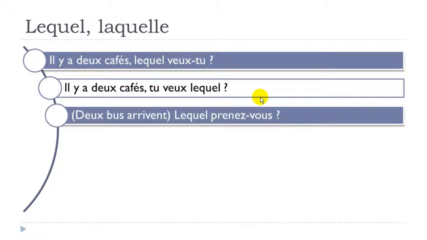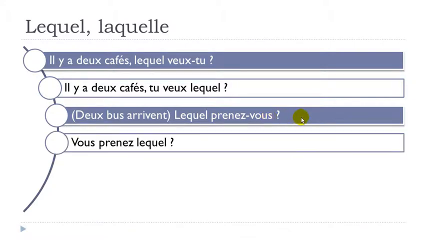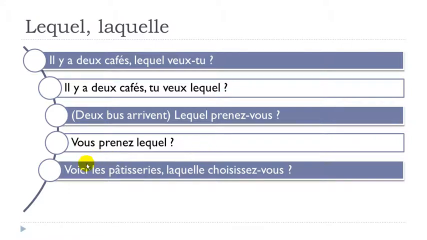So let's see another example. So, 2 bus arrivent. Okay, so 2 buses arrive. Lequel prenez-vous? Remember, prendre is to take. Vous, you. Okay, so you could be the plural form, or then it could be the polite form for you. Okay, so lequel prenez-vous? Which one do you take? All right. Or then it could be as well as we saw in the previous example. You just keep the normal order, so subject, verb, vous prenez lequel.